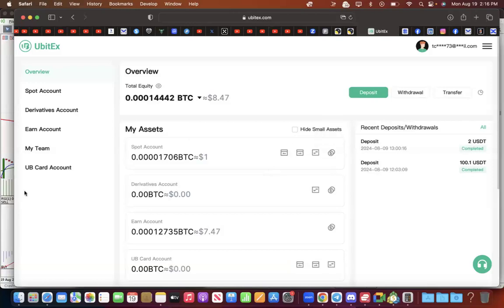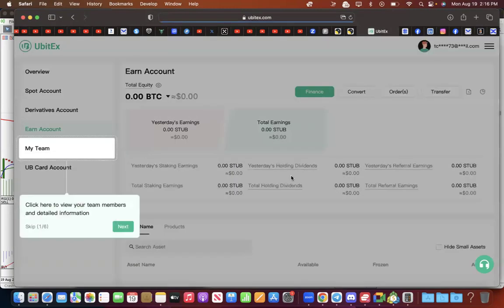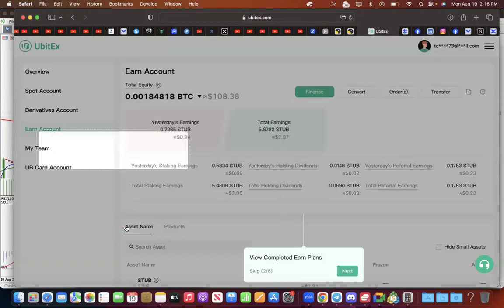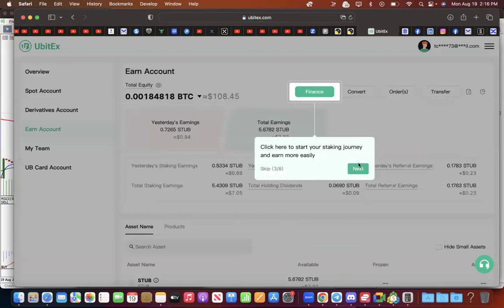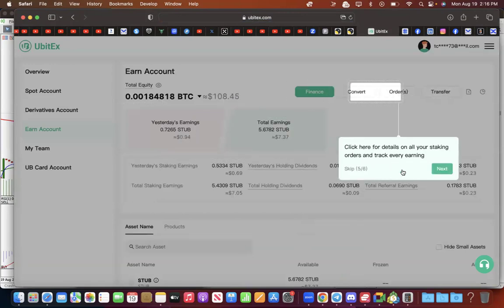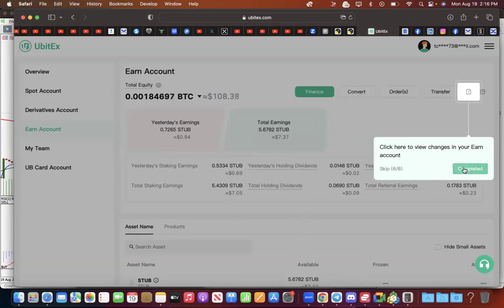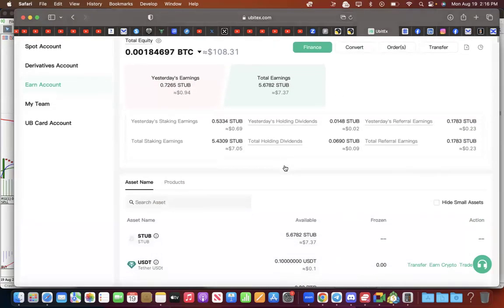Okay, so let's leave that. Having sent this money, you go to your earn account. Look at your earn account. On your earn account, you can now stake for different periods. So we have different periods.